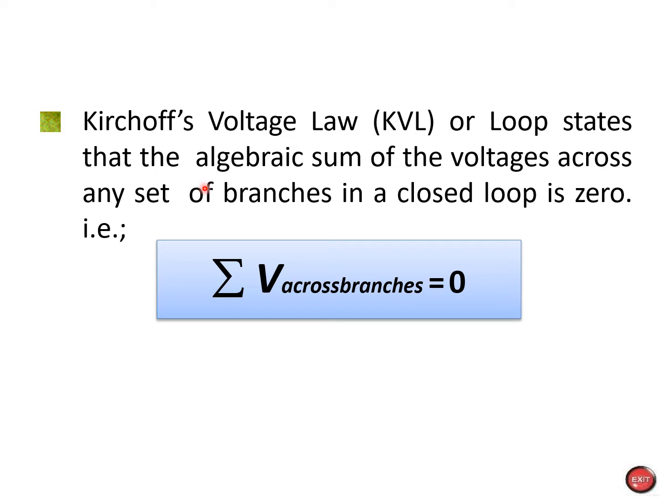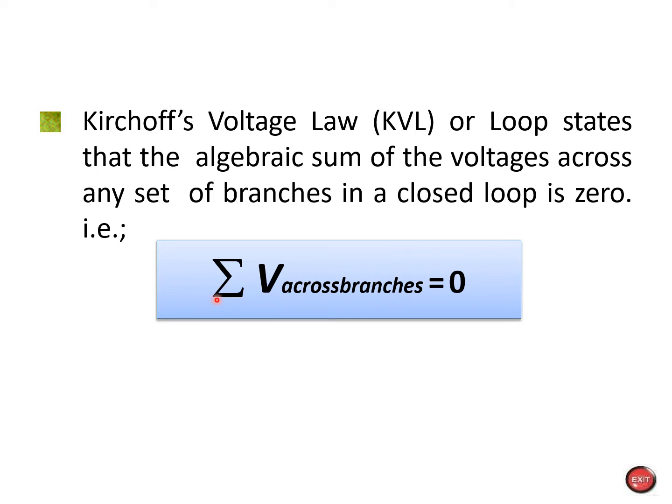This law in short is represented as KVL. This is also known as Loops law. And what does this law state? Let's see. This law states that the algebraic sum of the voltages across any set of branches in a closed loop is equal to 0. That is, the sum of voltages across any number of branches is equal to 0.